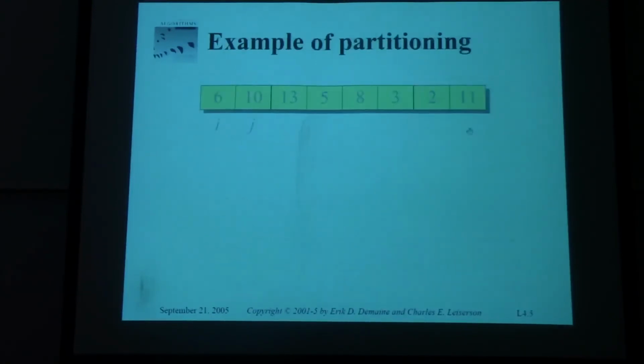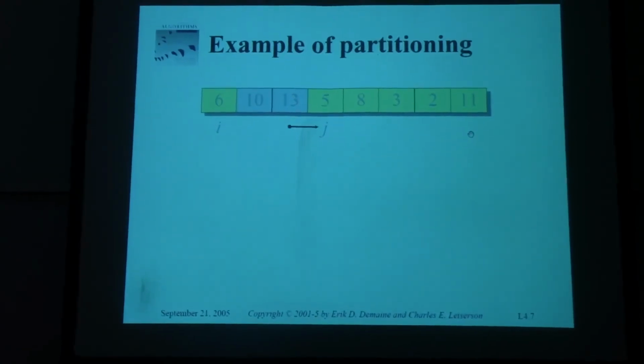Okay, let's look at an example of how this is going to work. So initially we have I and J. Which one is the pivot? So 6. Why is it the pivot? Because it's the first one. Isn't that biasing it? No, because the elements are assumed to be in random order, so therefore the first element is as random as any other element. So we choose arbitrarily the first element as a pivot.